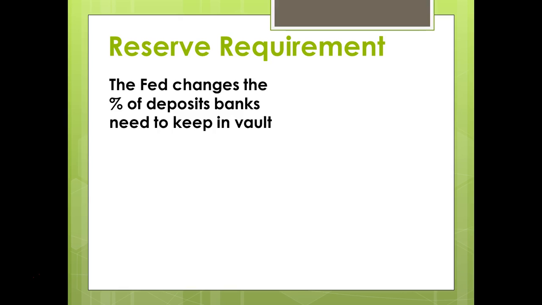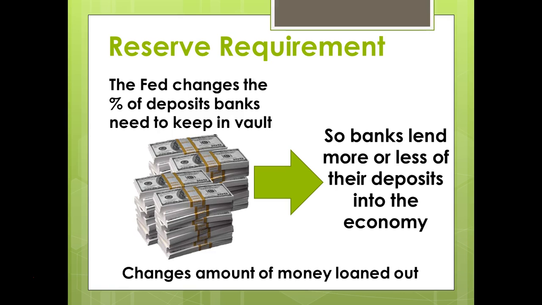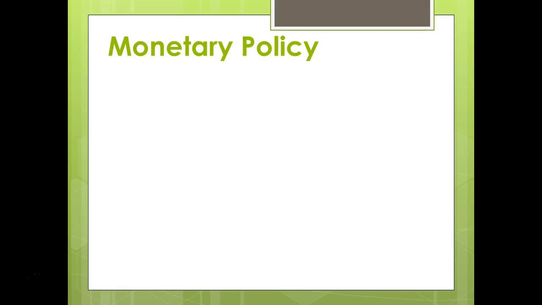Reserve requirement is when the Fed changes the percent of deposits banks need to keep in their vaults. So banks can either lend more or less of their deposits into the economy, which changes the amount of money loaned out. And again, the more money loaned out, the more money that gets spent, and the increase in aggregate demand, which helps create jobs.